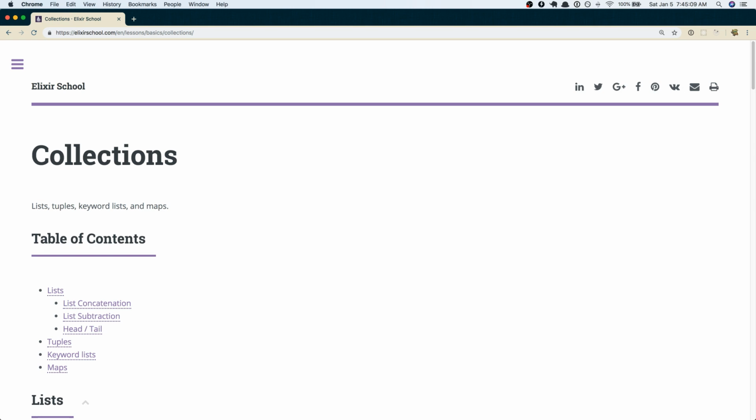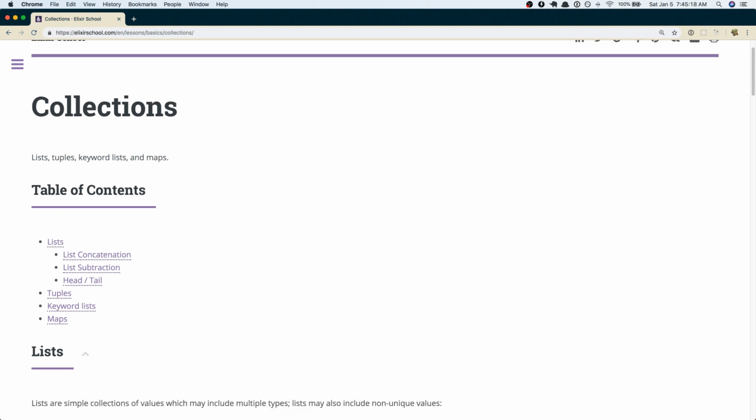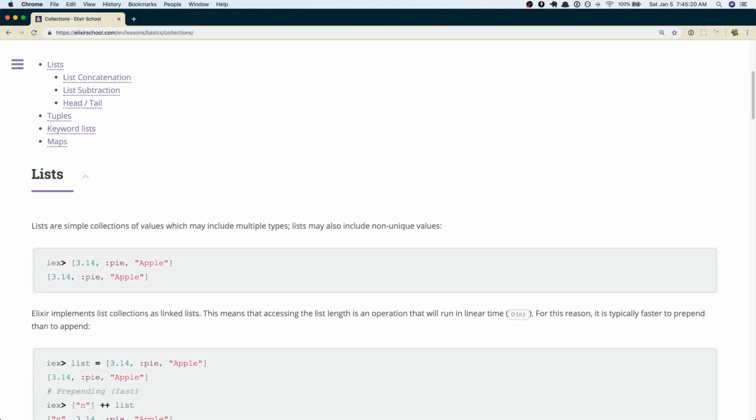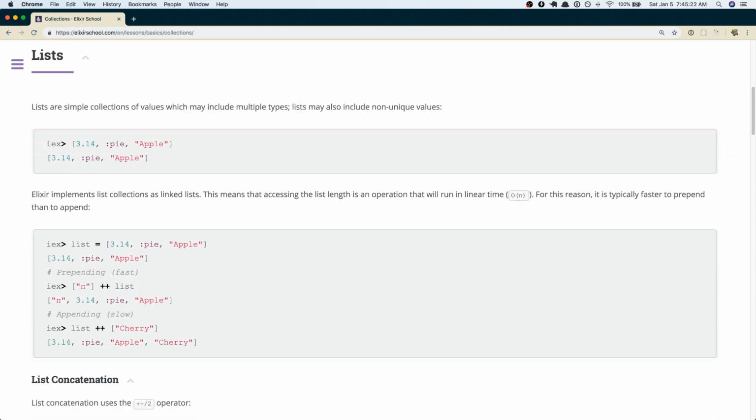Collections. Lists, tuples, keyword lists, and maps. Lists. Lists are simple collections of values which may include multiple types. Lists may also include non-unique values.